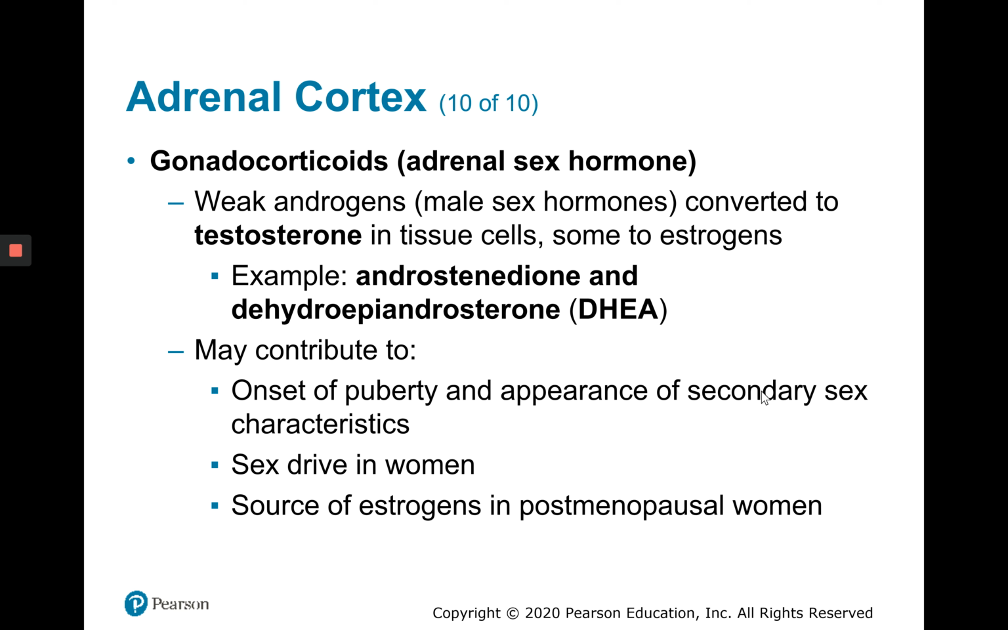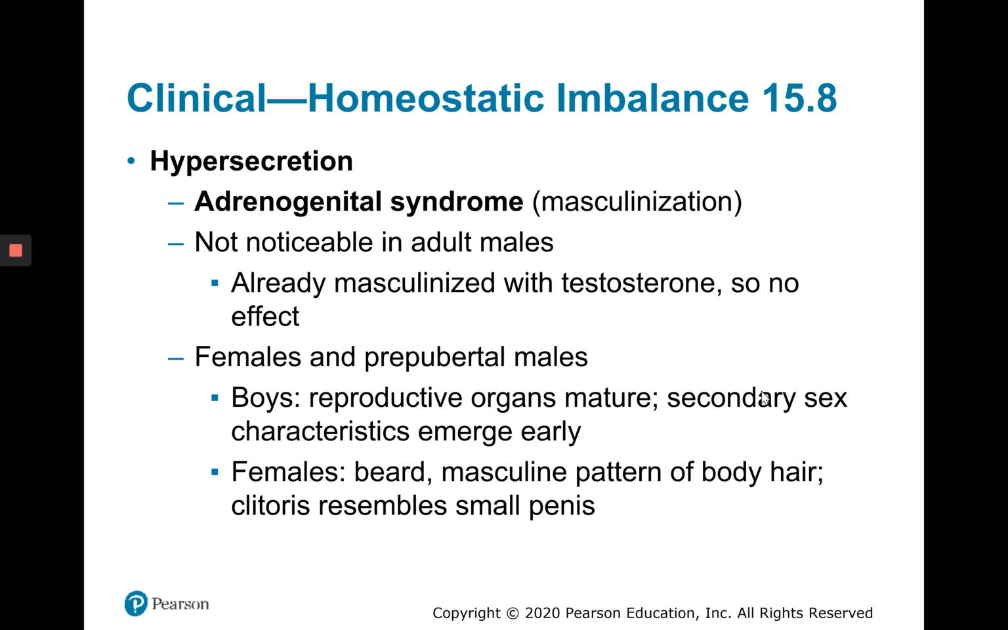But these weak androgens can contribute to the onset or the beginning of puberty and the appearance initially of secondary sex characteristics. They're responsible for the sex drive in women, and they're actually the source of the only estrogen produced in postmenopausal women. So again, gonadocorticoids are also produced by the adrenal cortex. The hypersecretion of these weak androgens can cause adrenogenital syndrome or masculinization.